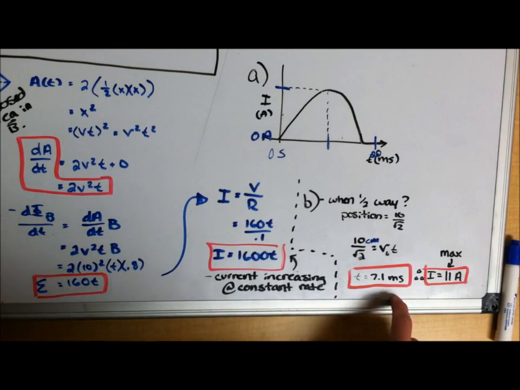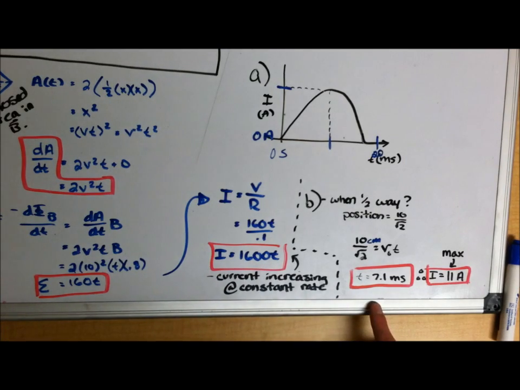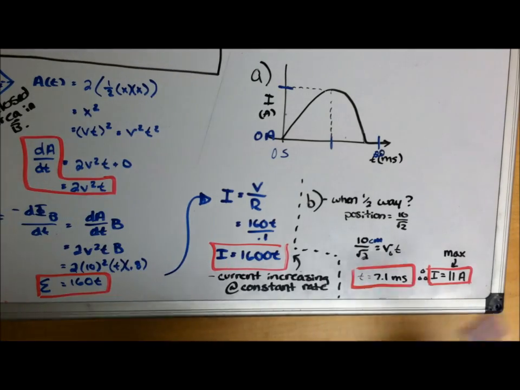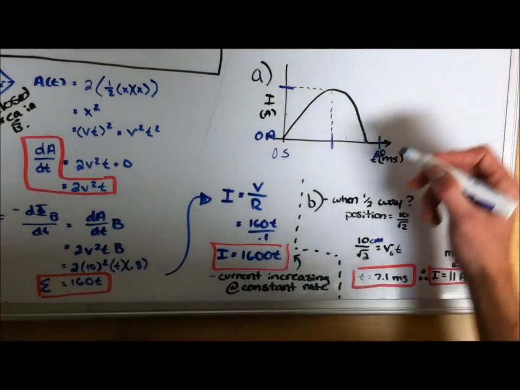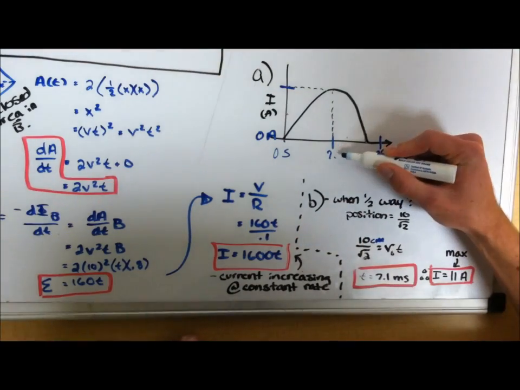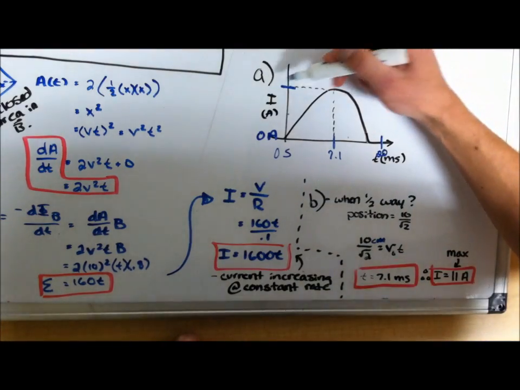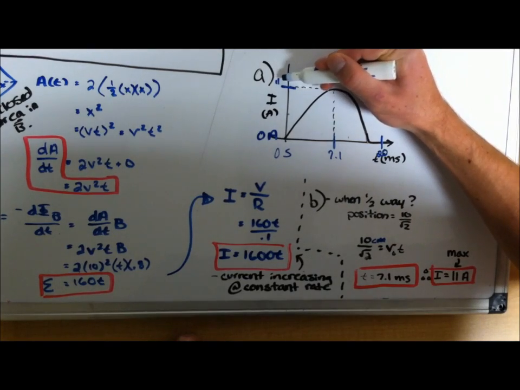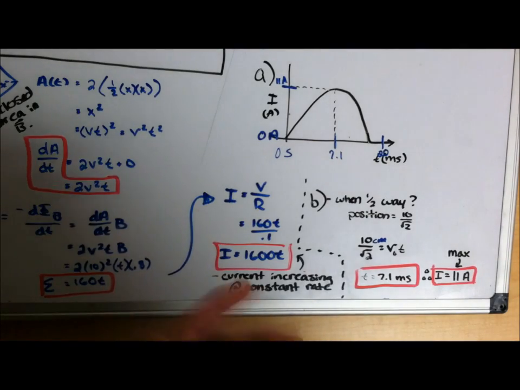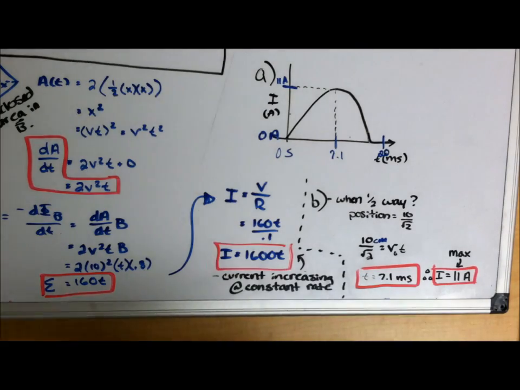Now we can plug that into the earlier equation we solved for. 1600 times 7.1 times 10 to the negative third gives you your max current, and that ends up being 11 amps. So on this graph, if you feel like it, you can put that your max current occurs at 7.1 milliseconds and reaches a height of 11 amps. And with that, we have solved chapter 34, number 47. Thank you.